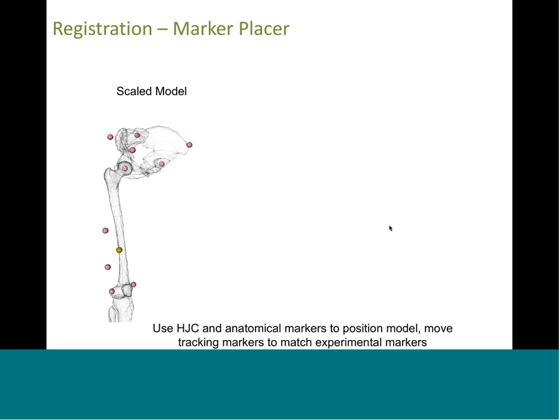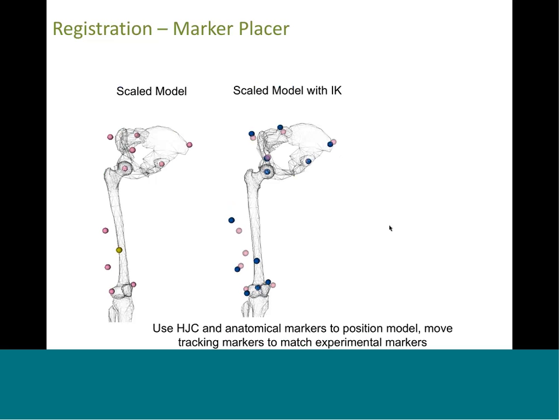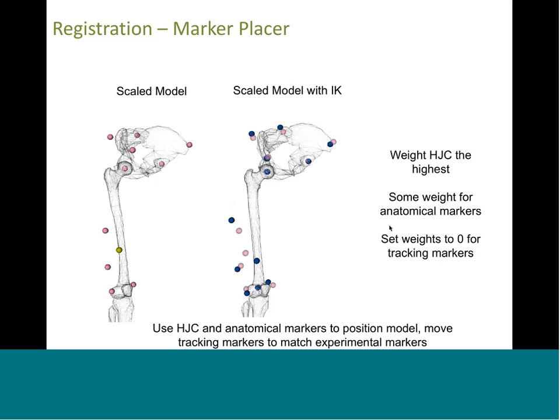So shown here, we're going to talk through an example of how marker registration works now. We start with a scaled model with model markers. The first operation of marker placer is to basically run a short inverse kinematics analysis and to move the model into a position that matches the subject. To run this inverse kinematics analysis, we apply weightings to the markers based on how confident we are in their placement on the model. In this case, we heavily weighted our hip joint center markers since we are the most confident in their placement. We still weight our anatomical markers, but slightly less. And we provide no weighting for the thigh cluster of tracking markers.